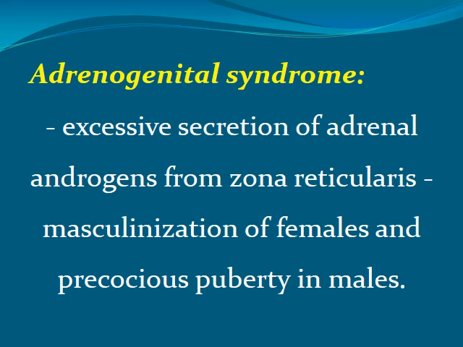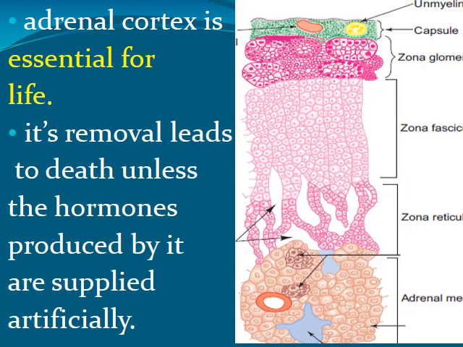Coming to the clinical correlation related to the secretion of zona reticularis: adrenogenital syndrome, excessive secretion of adrenal androgens from the zona reticularis. As a result, there will be masculinization of females and precocious puberty in males. Adrenal cortex is essential for life. Its removal leads to death unless the hormones produced by it are supplied artificially.